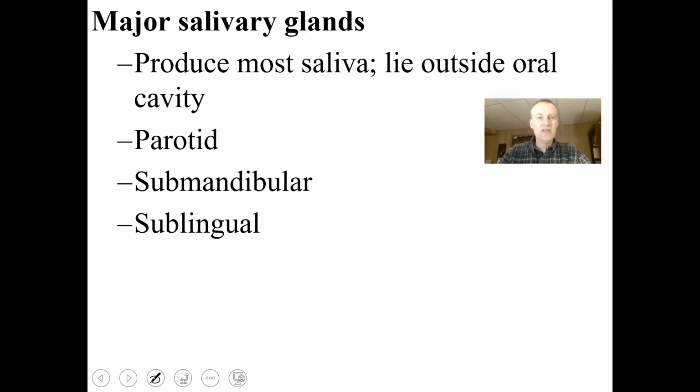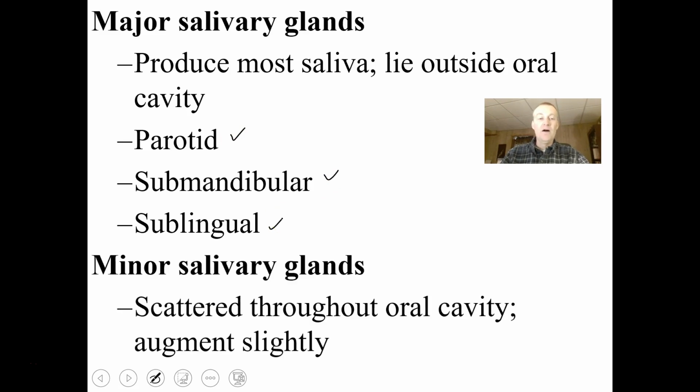Okay, so salivary glands are going to produce saliva. They lie outside of the oral cavity but have tubes that connect to the oral cavity so they can dump their products. And we have the parotid, the submandibular, and the sublingual glands. These are going to be your major salivary glands. And then you have minor salivary glands that augment the job of the major salivary glands, and they're just located scattered throughout the oral cavity.